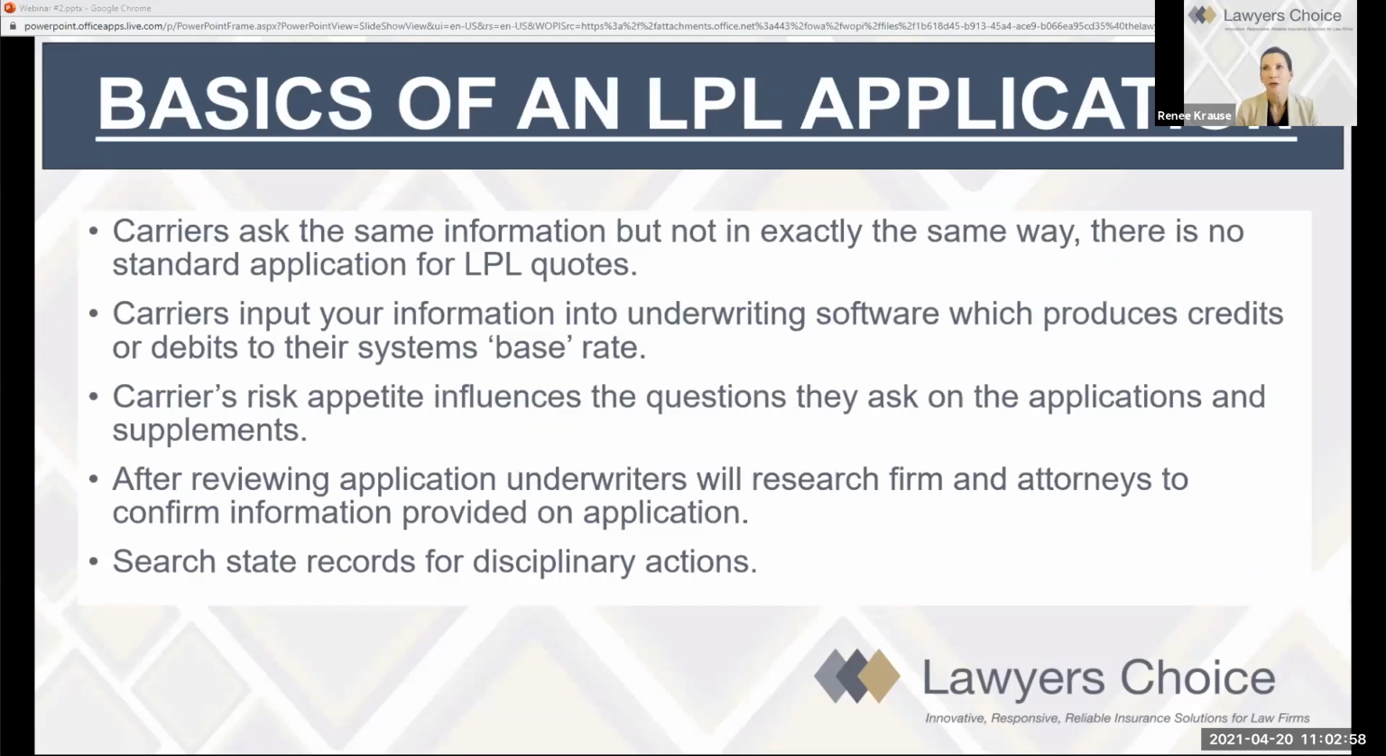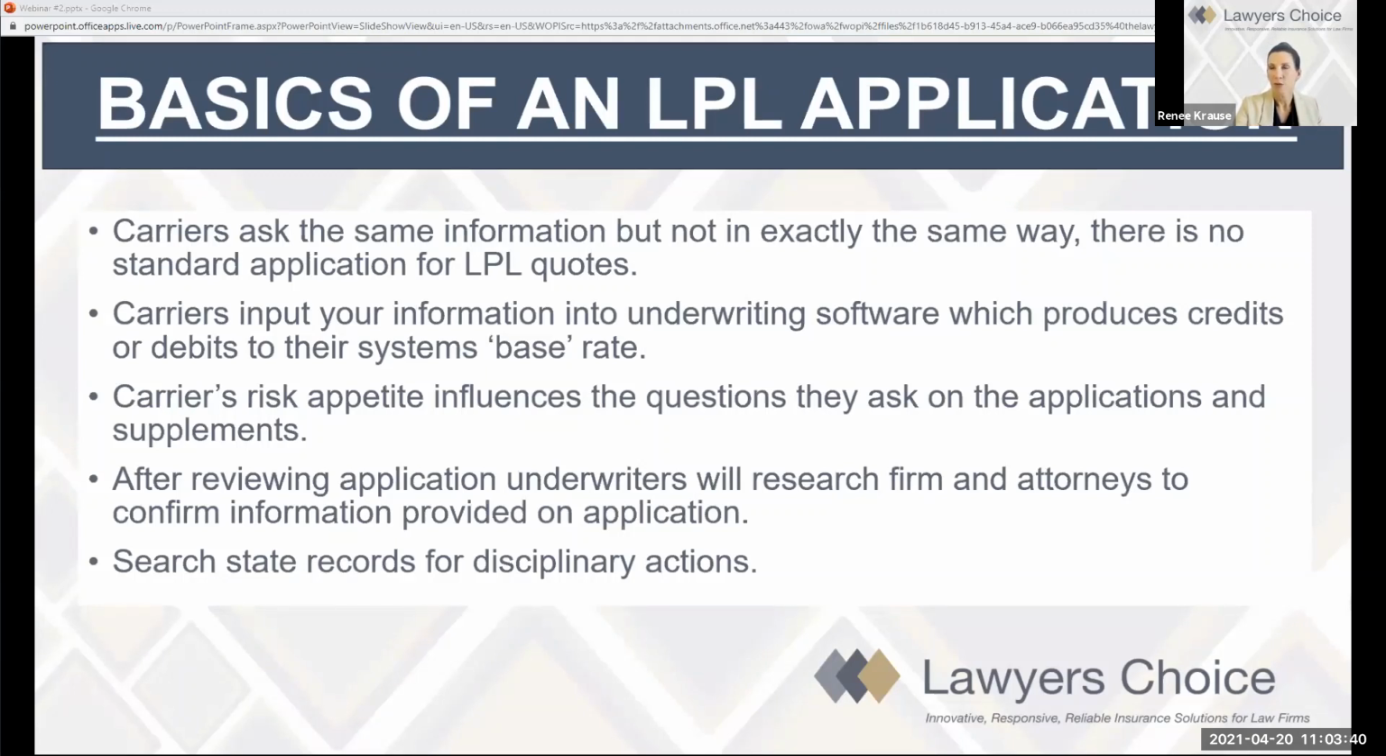Carriers input your information into underwriting software, which produces credits or debits to their system's base rate. But what you need to know is that the underwriter who reviews your application has a job to develop and maintain a profitable book of business for the carrier. So as they evaluate the information that you put on the application, they're trying to ascertain whether you're a good fit for that carrier's program and whether they want your business. Please know that every question, as innocuous as it may seem, ties to some aspect of underwriting, and it's really important that you answer them.